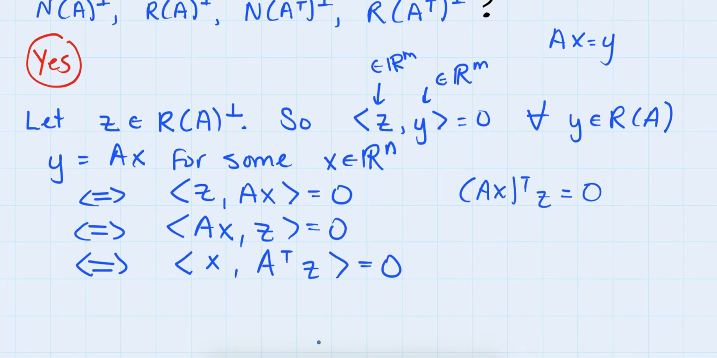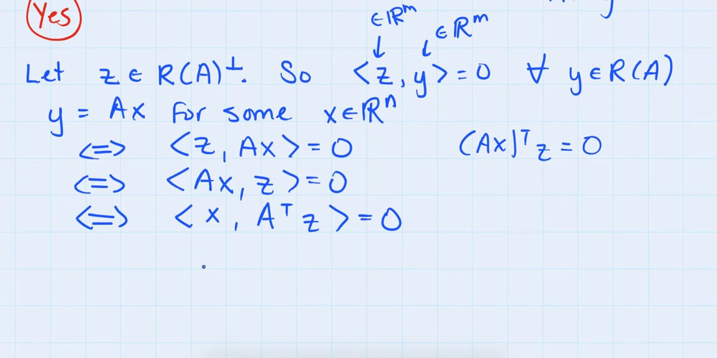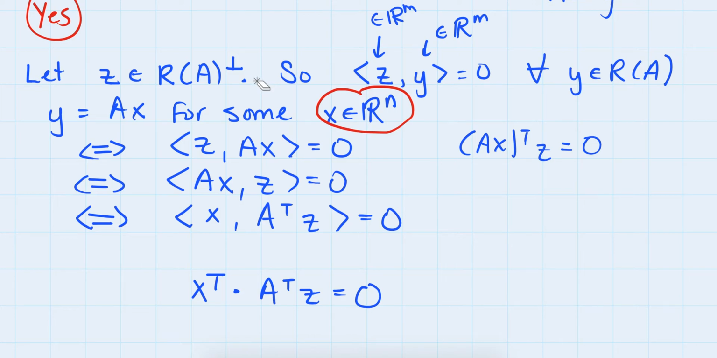So what does that mean? So first, let's write this out. This is saying that X transpose times A transpose Z is equal to 0. And this is true for all Y in your range, okay? And if it's for all Y, there's some X in Rn. Now, X is any vector in Rn. If you take a vector in Rn, you apply A to it, you get some vector in Rm. So we can be very specific, because it's going to work for every single vector in Rn.